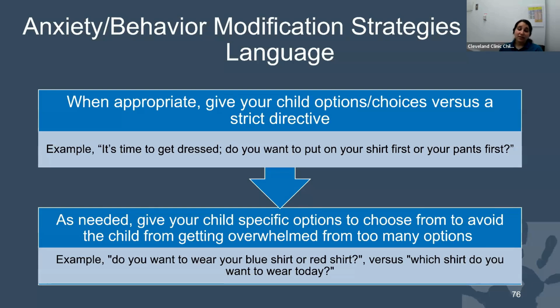And then also knowing that sometimes some kiddos get too overwhelmed when there's too many options. So sometimes giving specific things to choose from can also help. So instead of saying, all right, what shirt do you want to wear today? Say, do you want to wear your blue shirt or your red shirt? So again, just things to think about of how you are communicating.